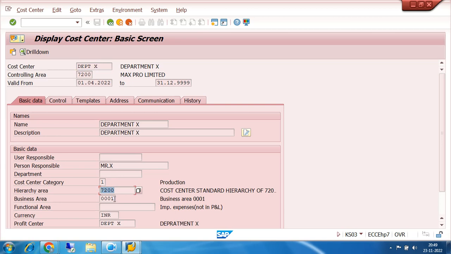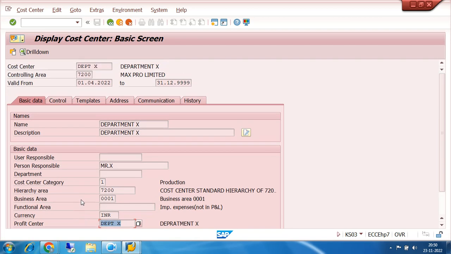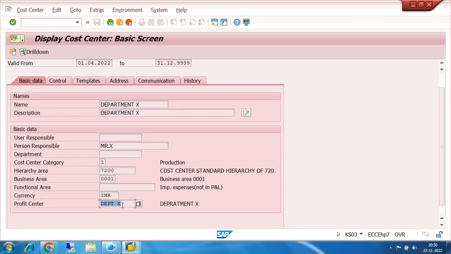And there is a scope where you can link the cost center with the appropriate business area. Then you have to give the currency for using in that cost center transaction. Then here, this is most important. Every cost center is ultimately linked with a profit center. So the cost center master data is linked with the profit center, right?